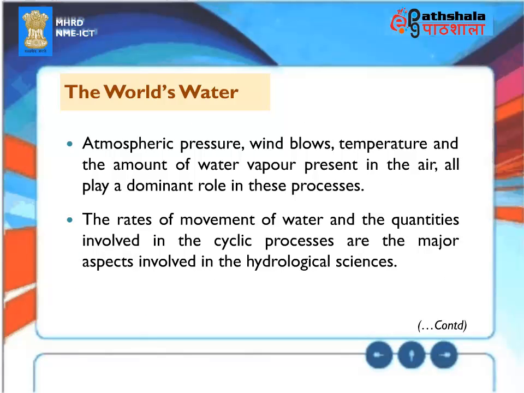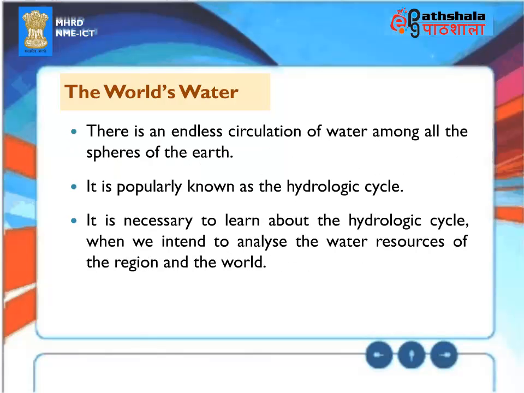Atmospheric pressure, wind blows, temperature, and the amount of water vapor present in the air all play a dominant role in these processes. The rates of movement of water and the quantities involved in the cyclic processes are the major aspects involved in the hydrological sciences. There is an endless circulation of water among all the spheres of the earth. It is popularly known as the hydrologic cycle. It is necessary to learn about the hydrologic cycle when we intend to analyze the water resources of the region and the world.